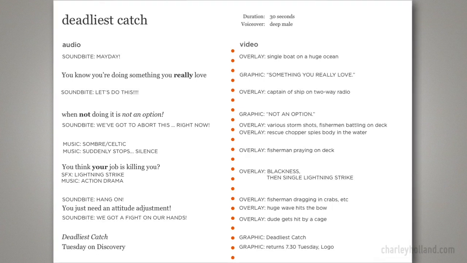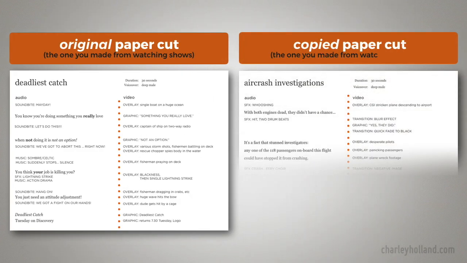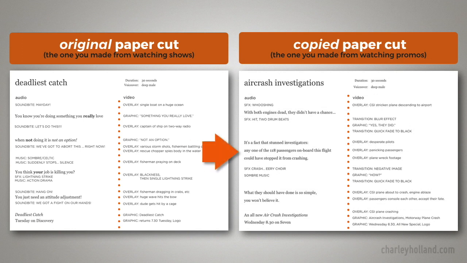If you're setting out to make a 30-second promo, for example, your paper cut should ultimately be the same word count as all the other 30-second paper cuts you made of other people's promos.